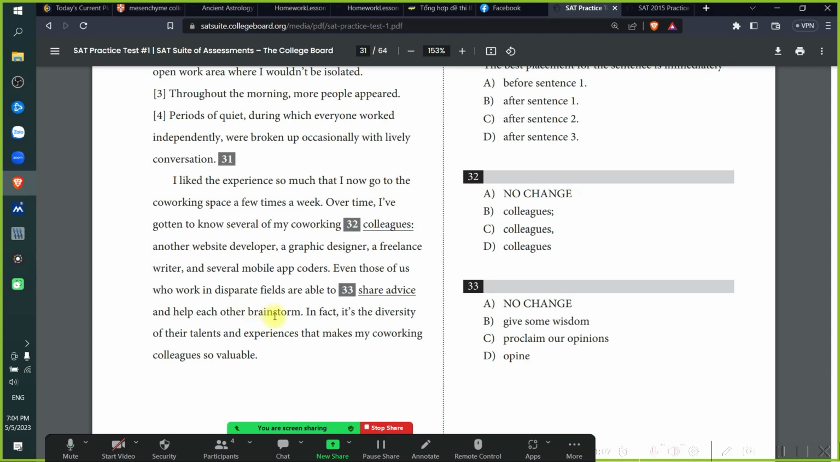And help each other brainstorm. No. If you proclaim your opinions, it has nothing to do with help each other brainstorm. Mình đưa ra cái nhận định của mình á, mình chứng minh nhận định của mình nó không có liên quan đến chuyện mà giúp người khác động não đâu. Opine is the verb of opinion, you know. Động từ to opine thì sao? Cái danh từ của nó sẽ là opinion thôi.